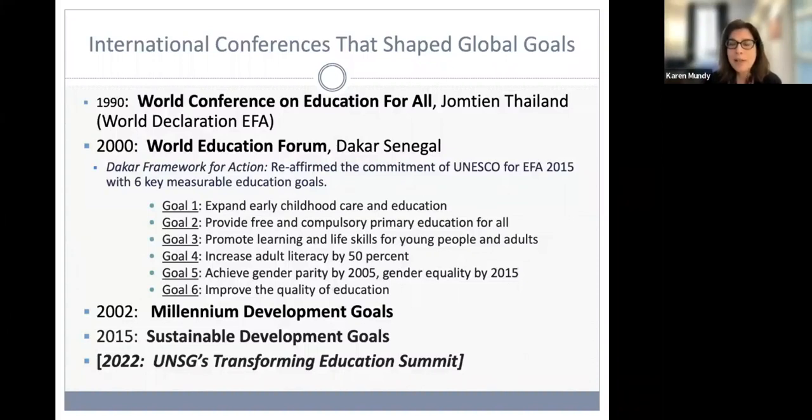And just to highlight that this year we'll see a kind of midterm review of the Sustainable Development Goals through the UN Secretary General's Transforming Education Summit in September. And countries are now being asked to develop a sort of bespoke set of responses to the Sustainable Development Goals in the context of the post-COVID period.